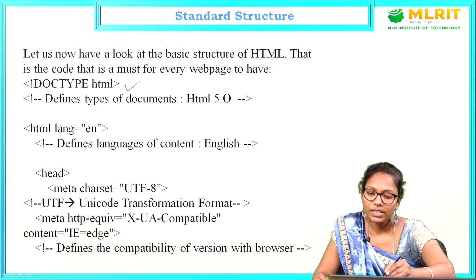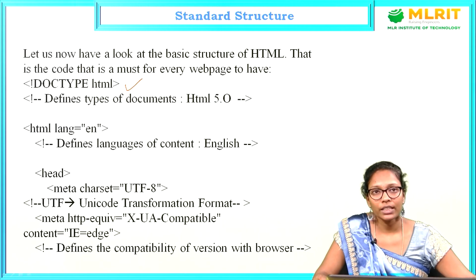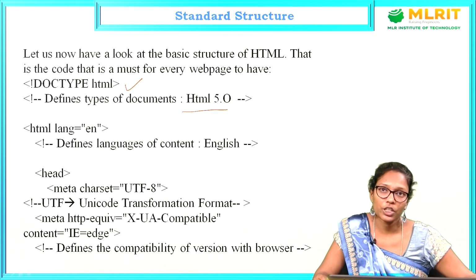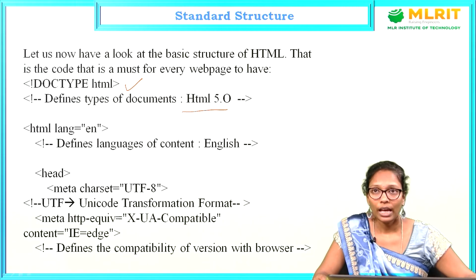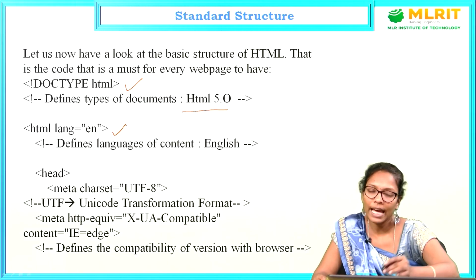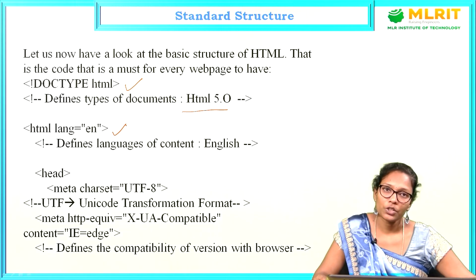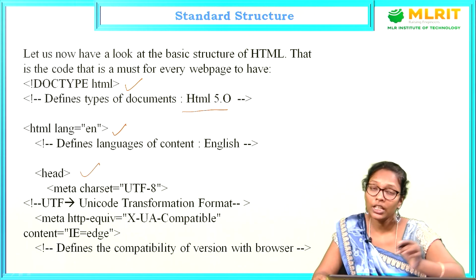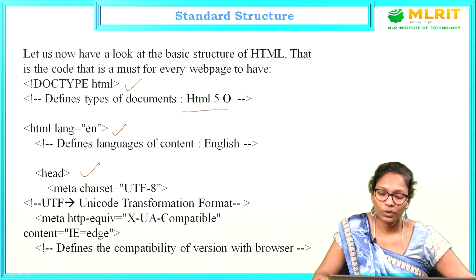So this is the first line. As we discussed, it indicates the type of the document and the current version you are using, HTML 5.0. After that, you write the language. What language are you using? You are using the English language, so the language type you give as EN. EN stands for English. And in the header section, you write different types of content.